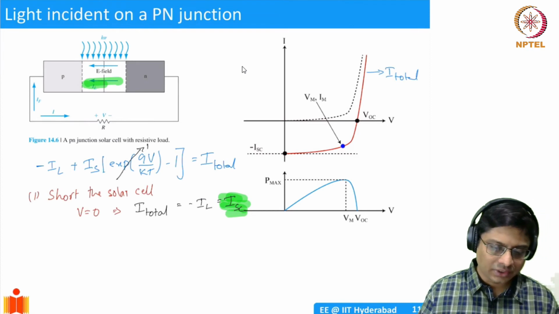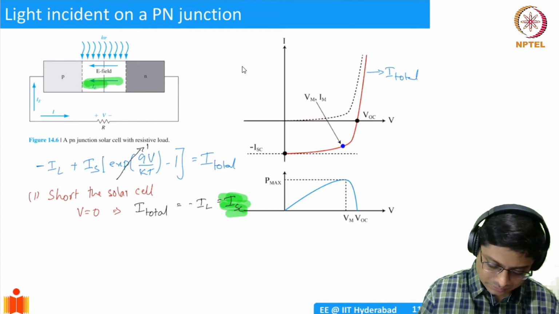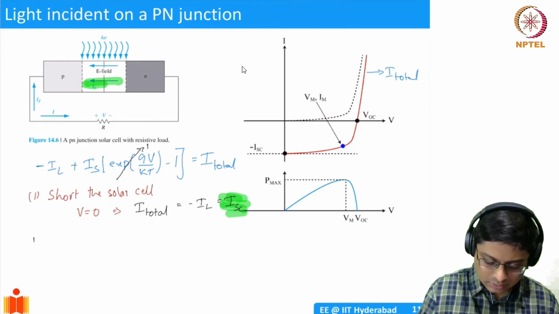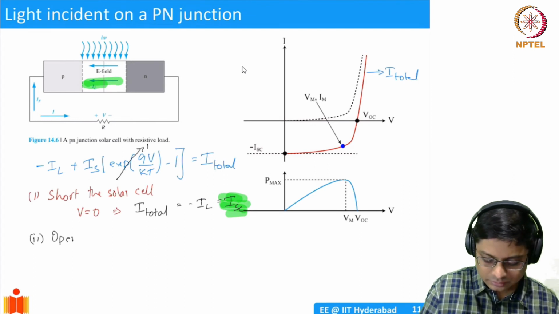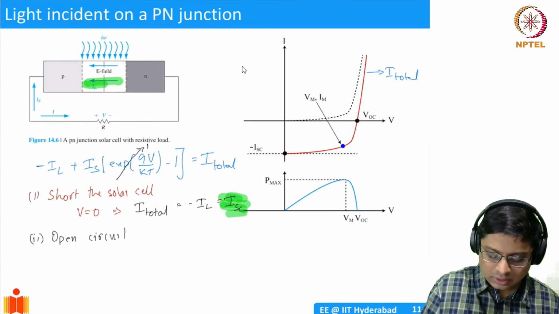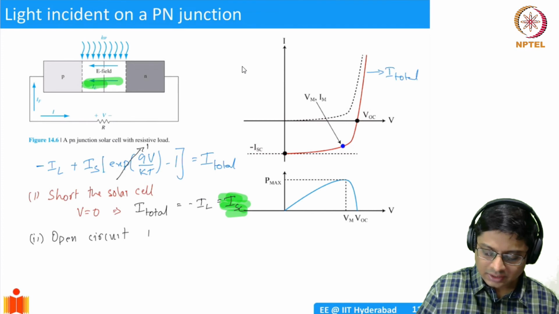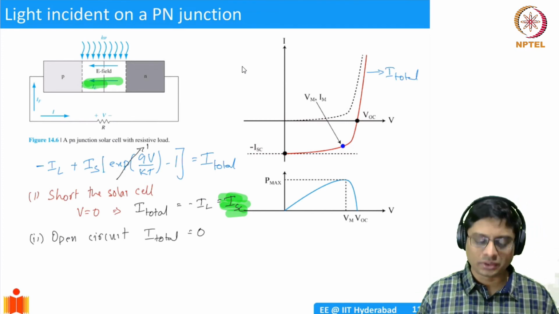The second scenario is you take open circuit, which is I total is 0. There's no flow of current in the external circuit.